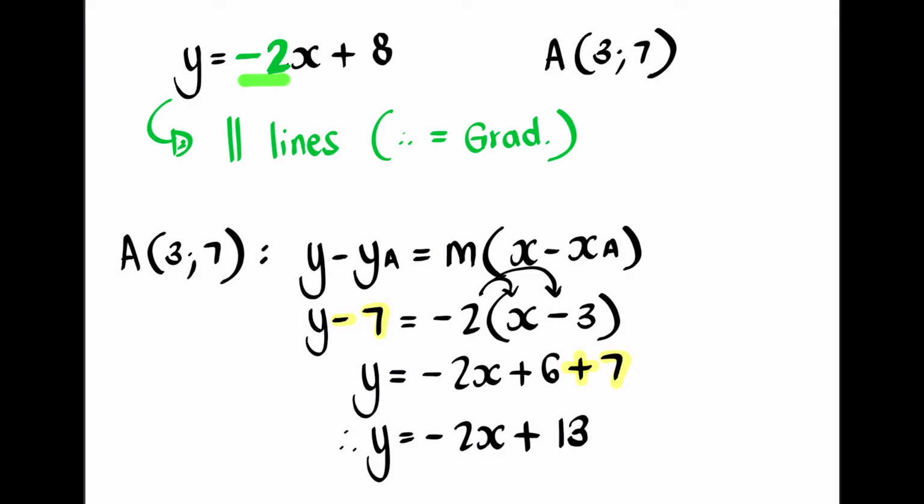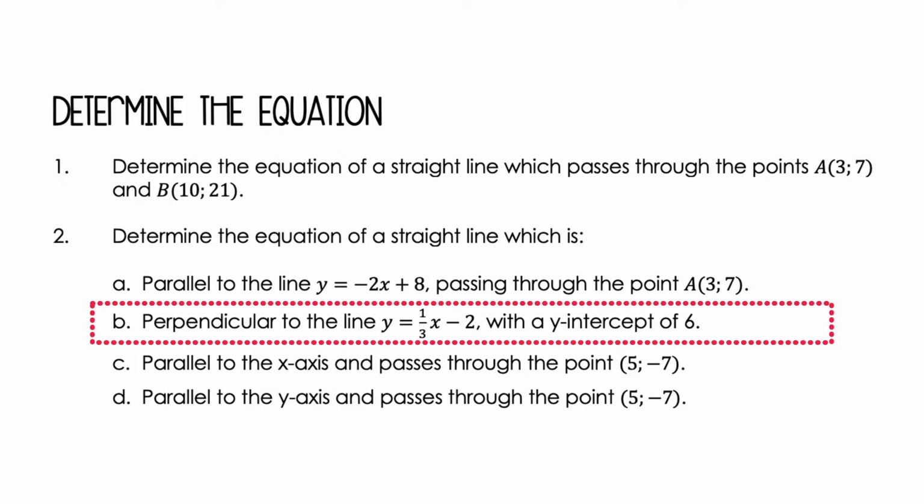So that means that the equation of the line parallel to y equals negative 2x plus 8 that passes through the point A, 3 and 7, is equal to negative 2x plus 13. The next question says, determine the equation of a straight line which is perpendicular to the line y equals a third x minus 2 with a y-intercept of 6.